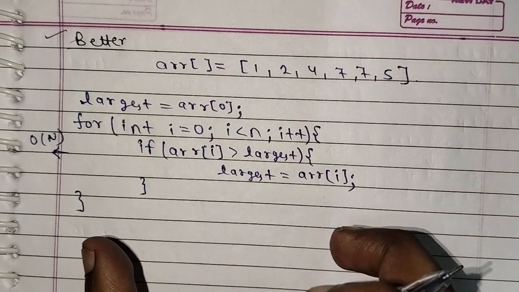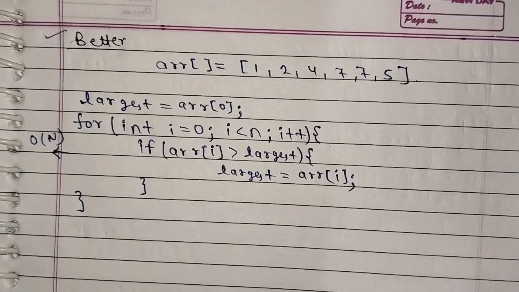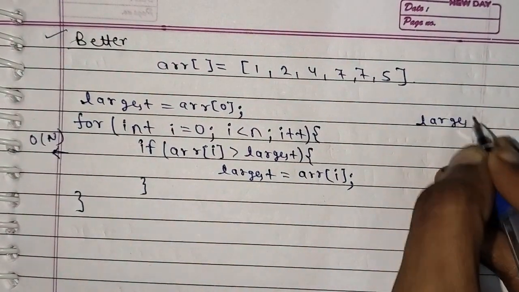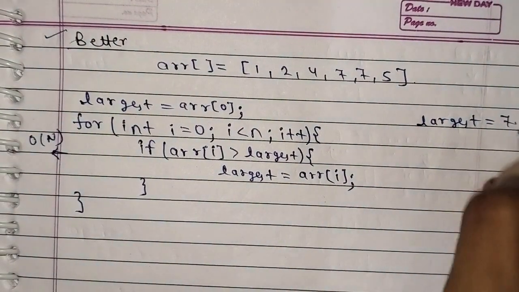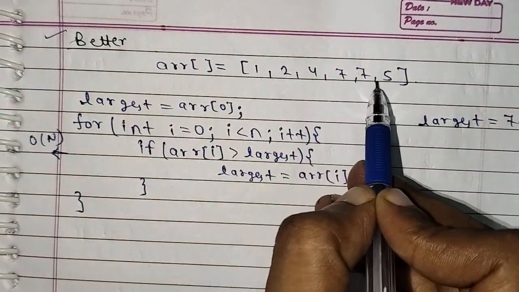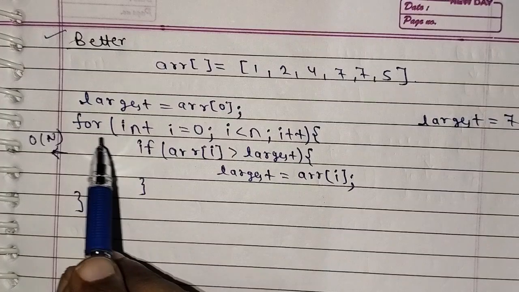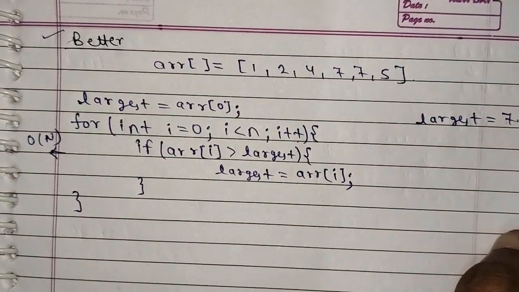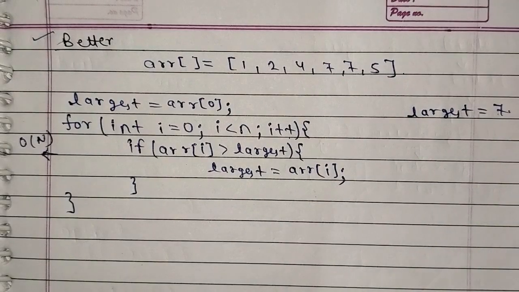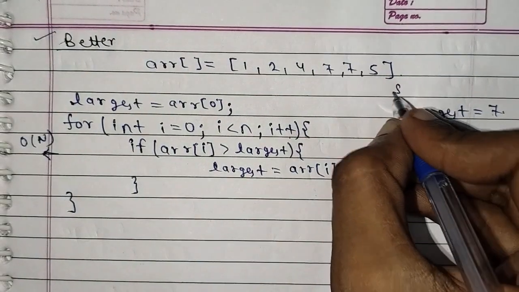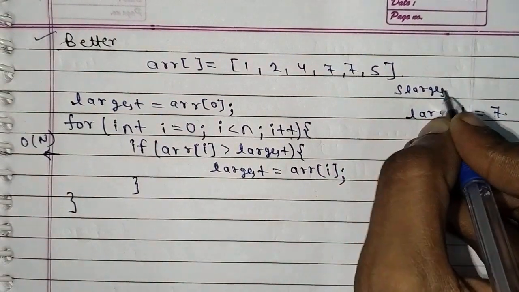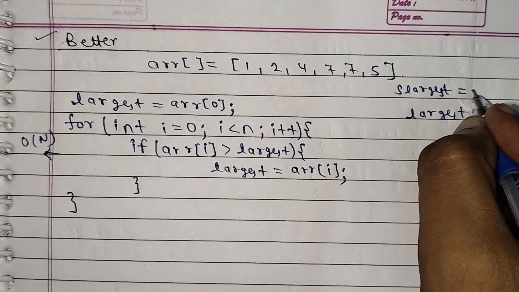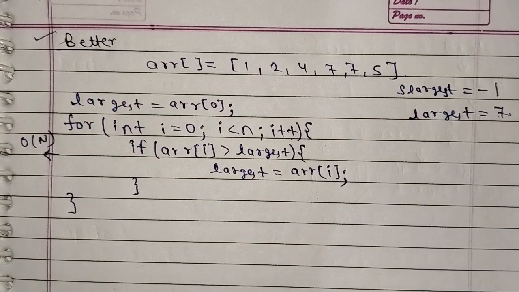Now we have already found the largest element. The largest element is 7. By traversing each element, we get that the largest element is equal to 7. And then we have to find the second largest element. So for the second largest element, we suppose there are no negative numbers, so we take our second largest element as -1.